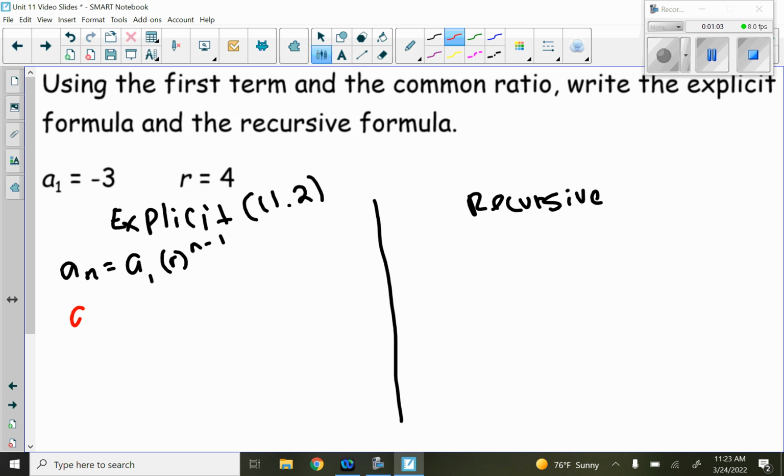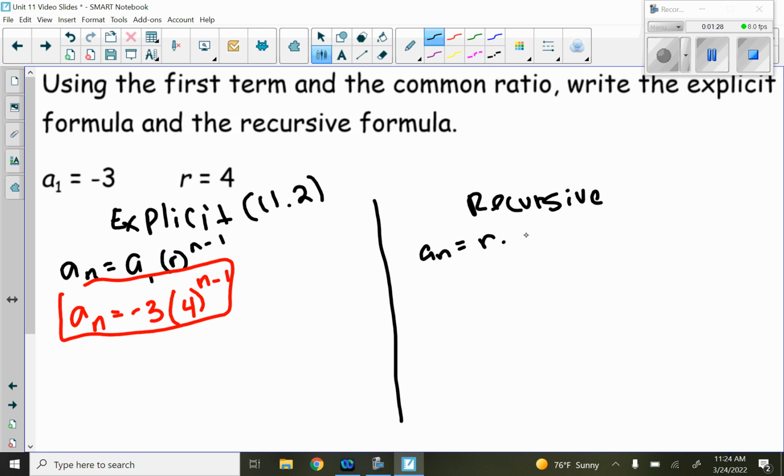So we plug in negative 3 for our first term, 4 for our common ratio, to the n minus 1 power. So there is our explicit formula. Our recursive formula is A sub n equals R times A sub n minus 1, if A sub 1 equals your first term.